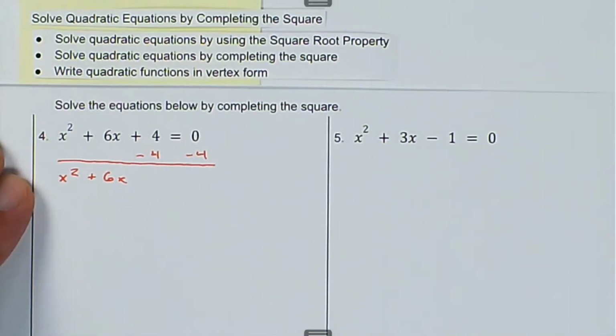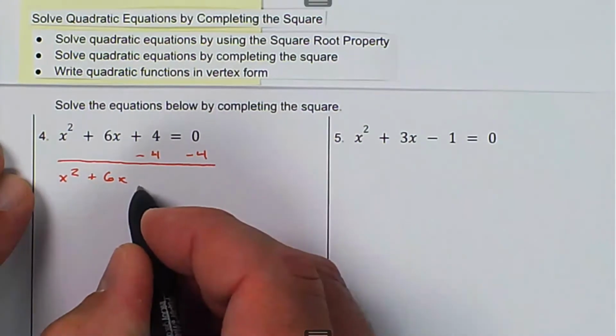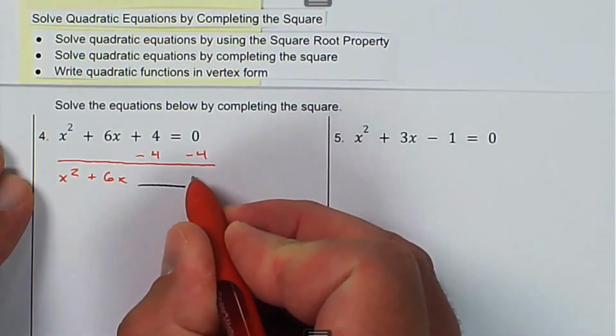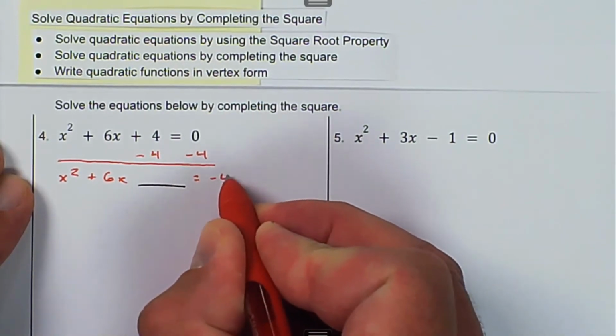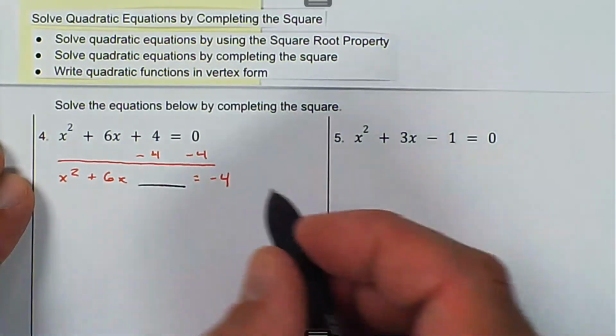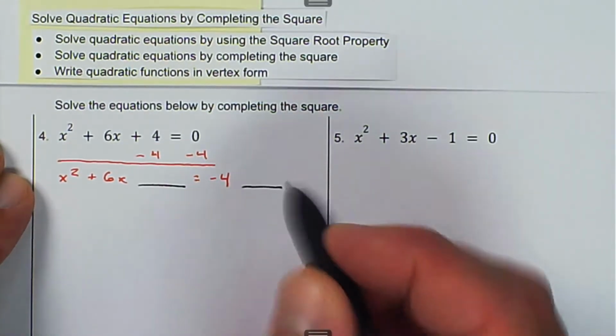Now, in order to get this to be a perfect square, we're going to have to eventually add some c value, so I'm going to leave a space there. We subtracted a -4, and if we add a c value to the left side, we have to add that same c value to the right side.